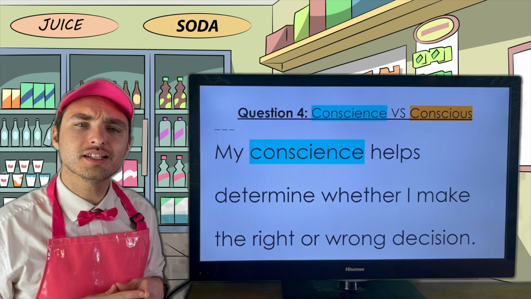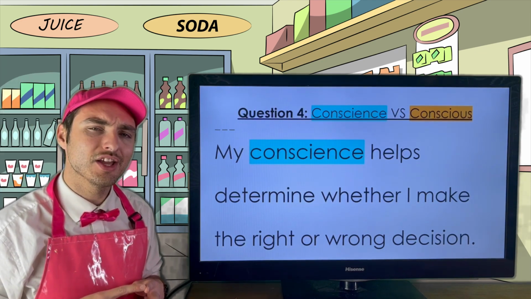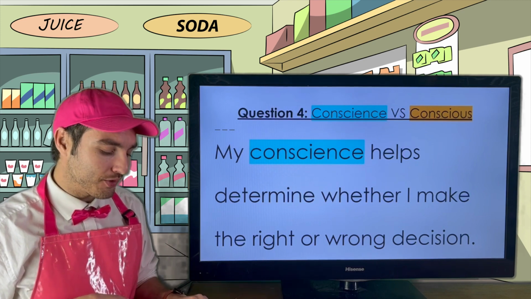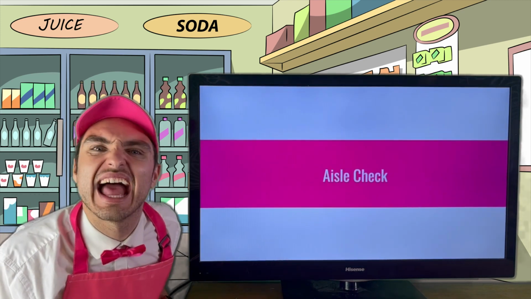How'd it go, grammar goodies? Did you get all 4 correct? I know you did. So, without further ado, I think it's time that we do an I'll check.